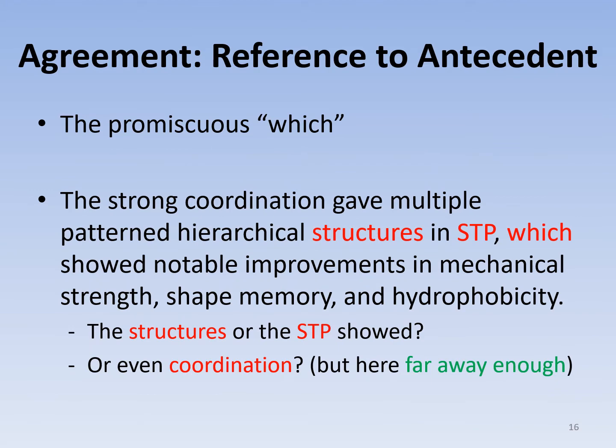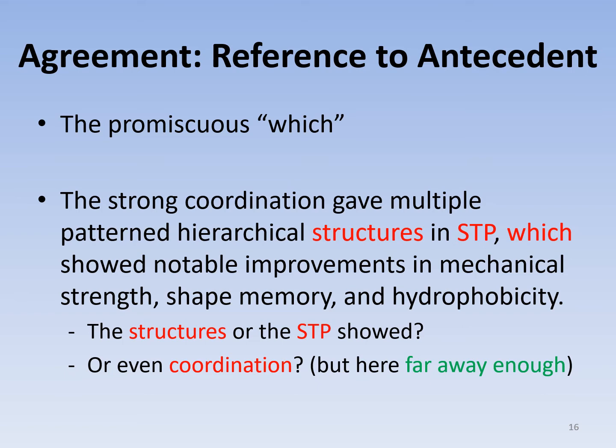For example, this is another example of this promiscuity. The strong coordination gave multiple pattern hierarchical structures in STP, which showed notable improvements in mechanical strength, shape memory, and hydrophobicity. So when we parse the sentence, we can see this "which" can refer to either STP or structures or even coordination. But if coordination is far enough, it is basically not going to refer to that. And here we do not know exactly whether this is referring to STP or structures.